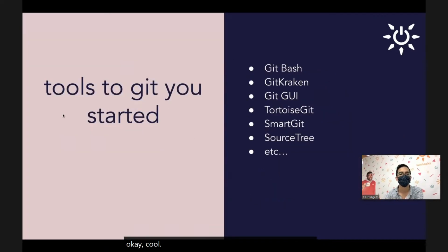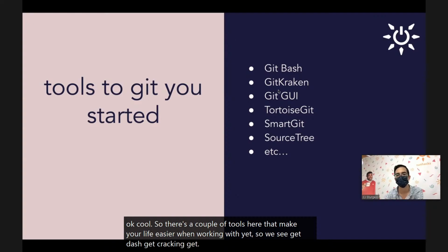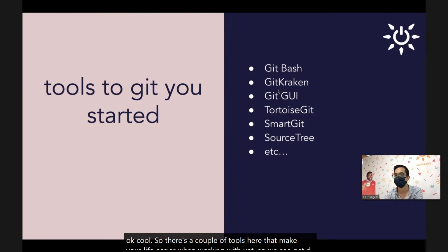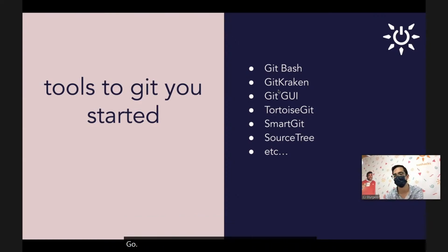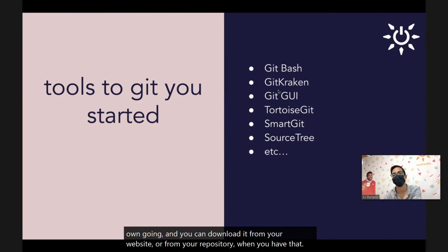Okay, cool. There's a couple of tools here that make your life easier when working with Git. We see Git Bash, GitKraken, Git GUI, TortoiseGit, SmartGit, Sourcetree. There's all kinds. But the easiest one to get started with right off the bat is GitHub's own GUI. And you can download it from GitHub's website or from your repository when you have that download option.